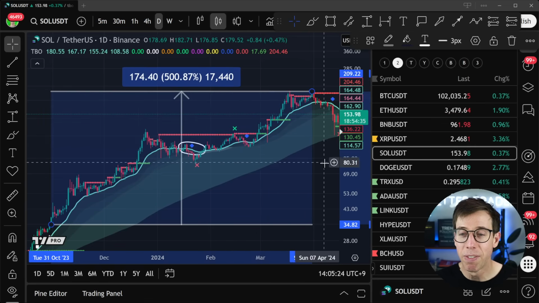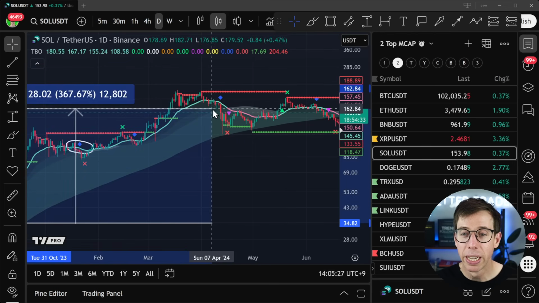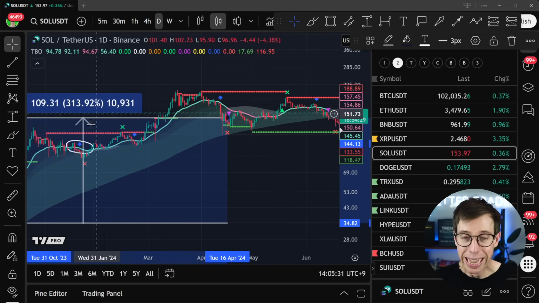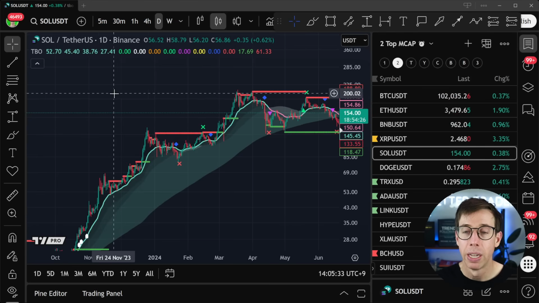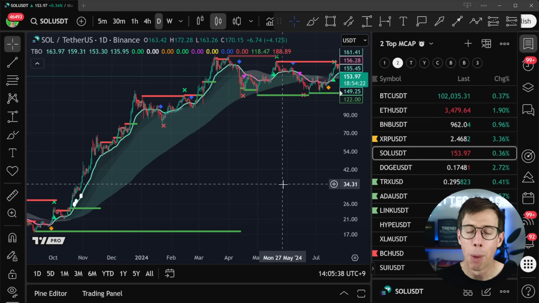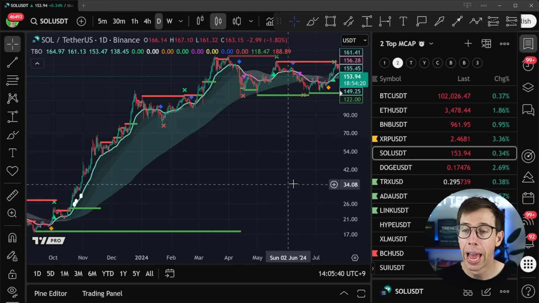It goes up even higher to 500%. We get another one telling us you might want to take some profit out here at 400%, and then it's done. This is where the TBO shines. The idea is trend trading. And with trend trading, you're going to make the most money by staying in the trend as long as possible.